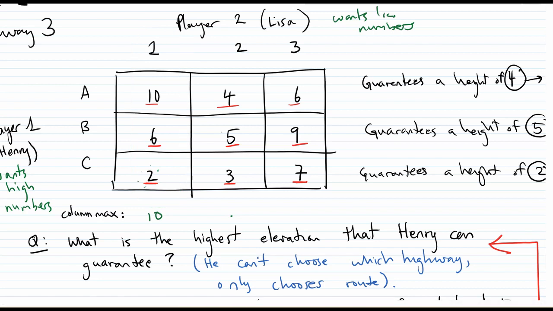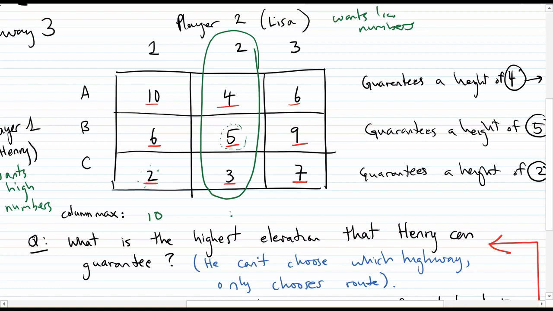Now we'll go ahead and do that for the other columns. What happens if Lisa chooses highway 2? Well, the worst case scenario then is going to be a 5. It's the maximum of the entries in this column.